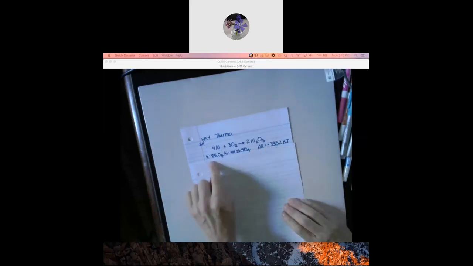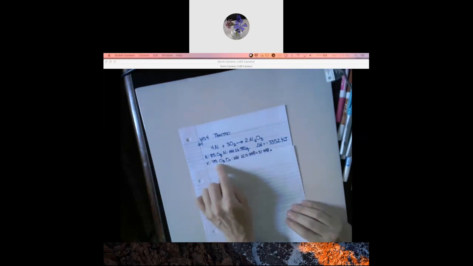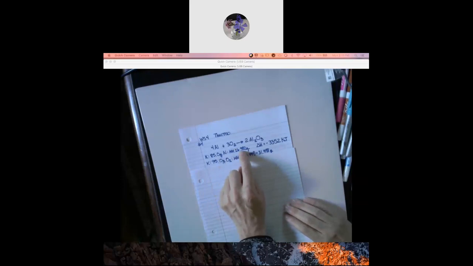Okay. They also gave me that I had 85 grams of aluminum, and they gave me that I had 95 grams of oxygen. So I'm going to need to use the molar mass, MM means molar mass, of aluminum in order to convert the grams of aluminum into moles of aluminum. So I looked on my periodic table, and I found the molar mass of aluminum is 26.982 grams. That's how much 1 mole of aluminum weighs.